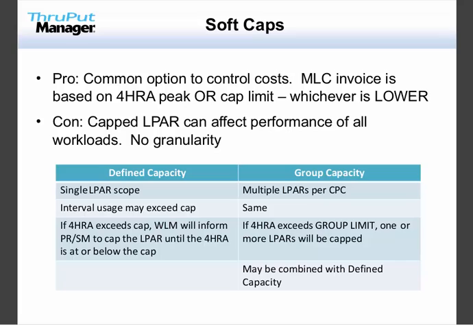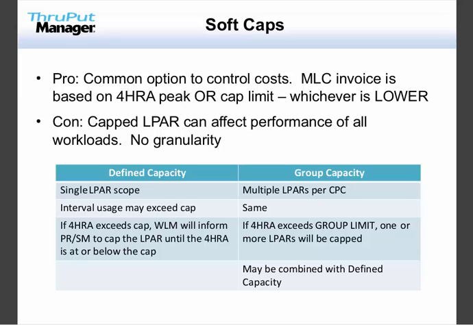Now, one of the more common methods to control software costs is with soft caps. There are a couple of options that IBM provides. Originally, they came up with defined capacity. That runs on a single LPAR. Of course, the benefit of this is your invoice will be based on the 4-hour rolling average peak or the cap limit, whichever is lower. So you would not be charged if your 4-hour rolling average were to exceed the actual cap limit. Now, there can be some penalties for that, and we'll talk about that in a second.